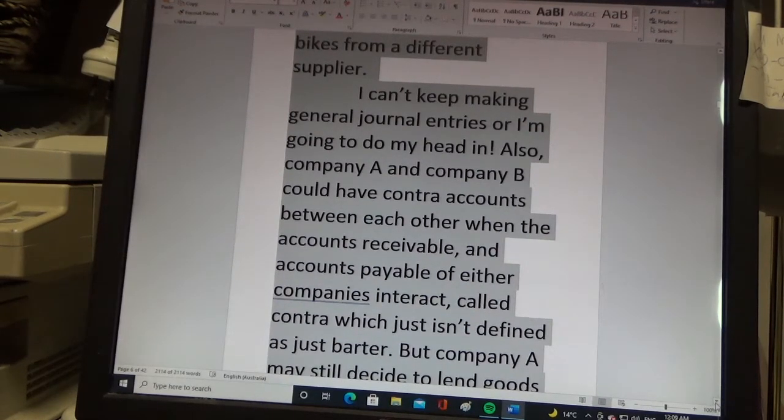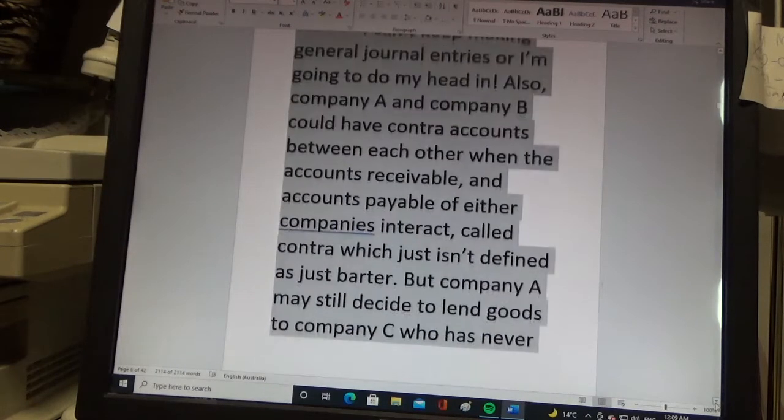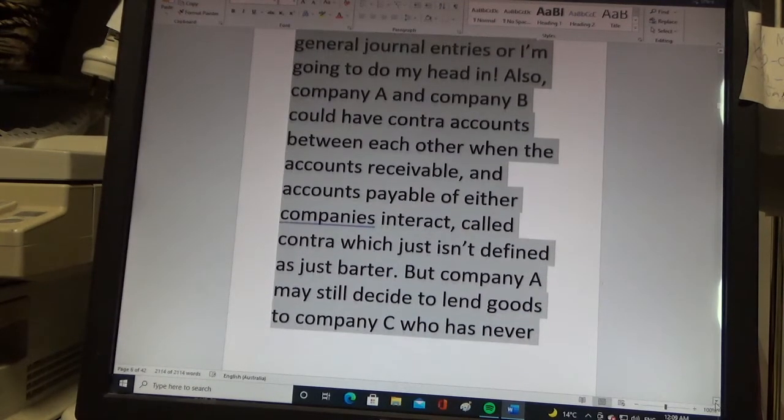Also, Company A and Company B could have contra accounts between each other again when the accounts receivable and accounts payable departments interact.